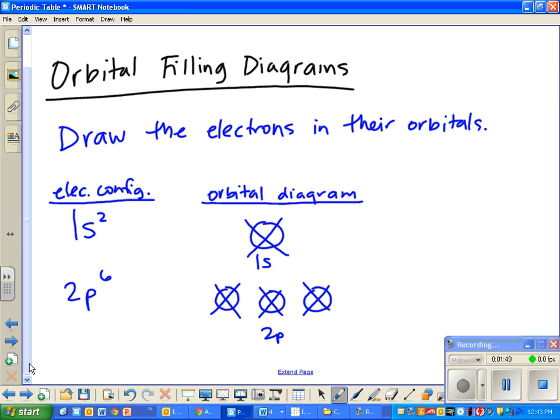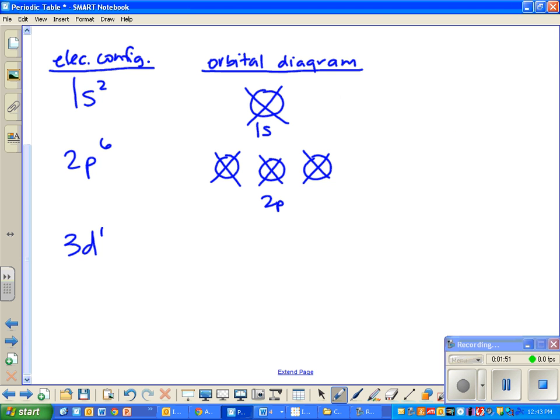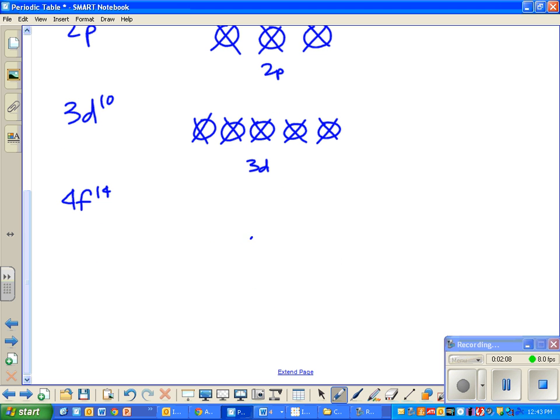If you had a 3d, let's say there were 10 electrons. D has 5 orbitals, so you draw 5 circles, label it 3d. 10 electrons would be 2 in each. And a 4f, let's say there were 14. For f, you would have 7 orbitals. There's 14, 2 electrons in each. So you would draw all of these for every part of your electron configuration.